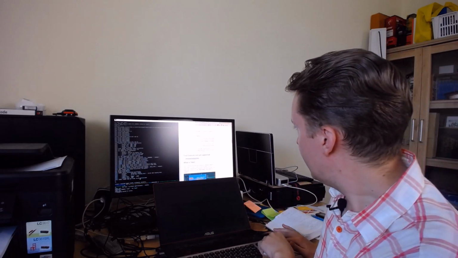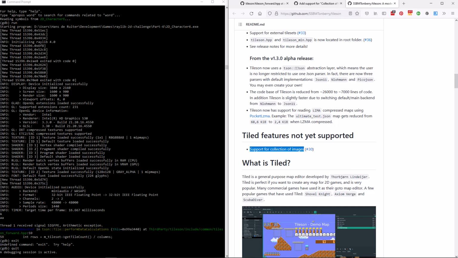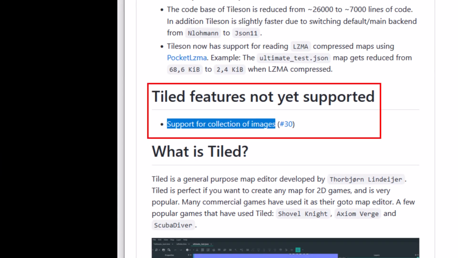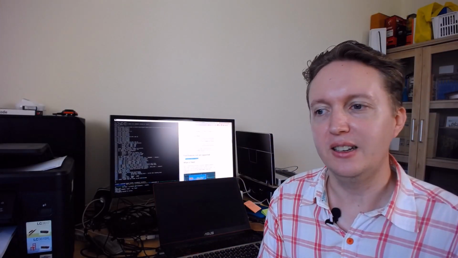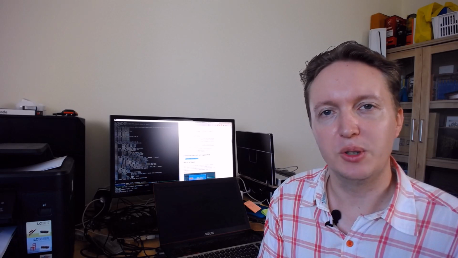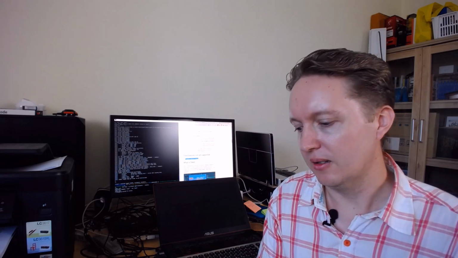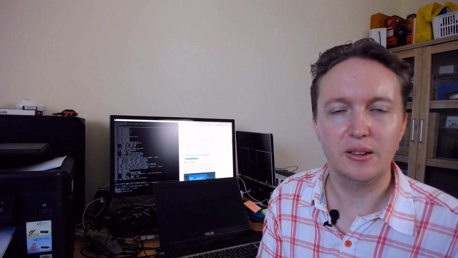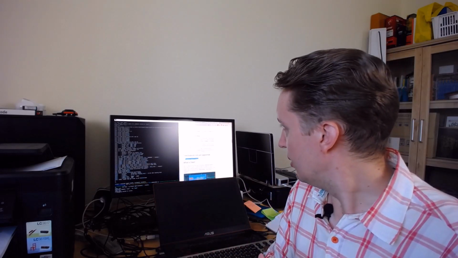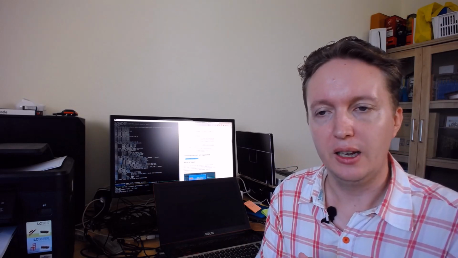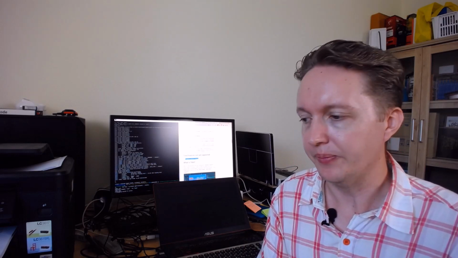And in this case, what I didn't see was that support for collection of images is not yet supported in this library. And it just so happens that the tile set that I'm using used collection of images instead of a tile map. So basically this is going to take more time and guaranteed that I can't finish it today.